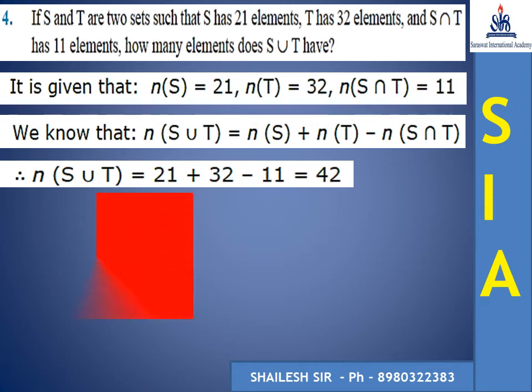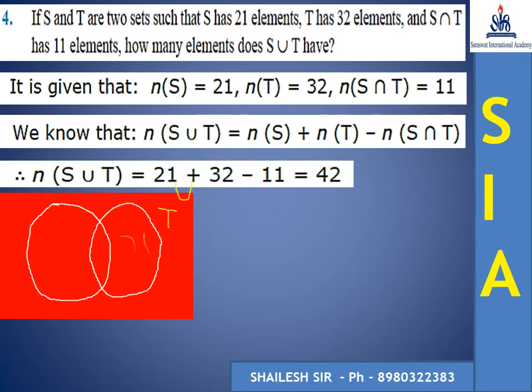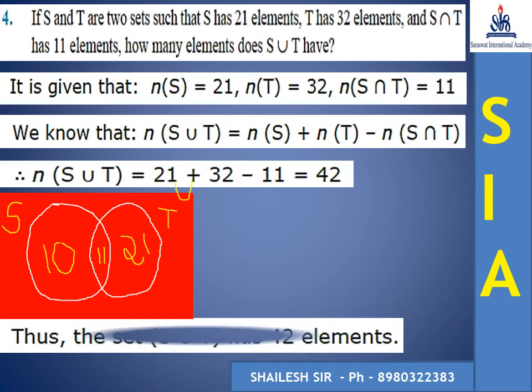Yes, let's show it with the Venn diagram also. The common region is already given as 11, so I put 11 in the center, and the others are 10 and 21 for rebalancing, since N of S is 21 and N of T is 32. Students, that's done. The last answer: the set S union T has 42 elements. You can also verify the colored portions: 10 plus 11 plus 21 is 42. Yes students, I hope you easily understood.